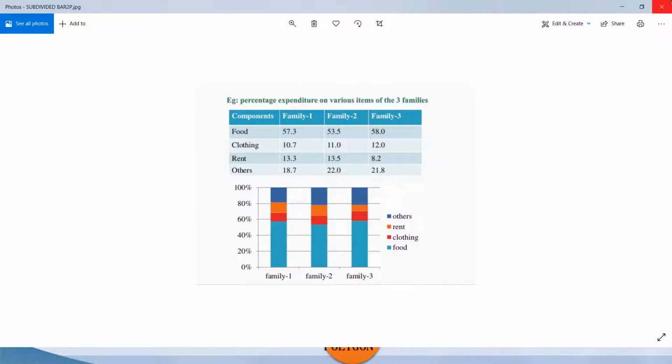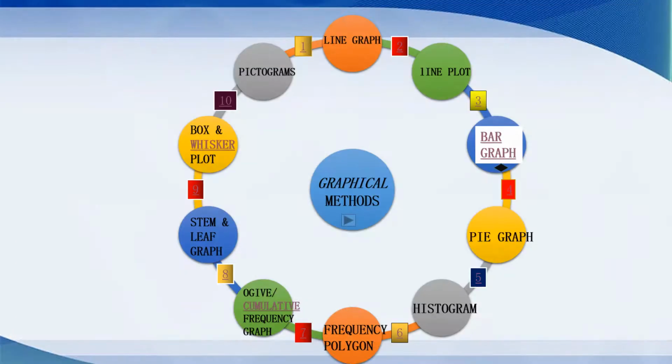Okay, next we have the pie graph. It is a circle in which different components are represented by the sections or portions of the circle. How to draw a pie diagram? This is very important to understand.